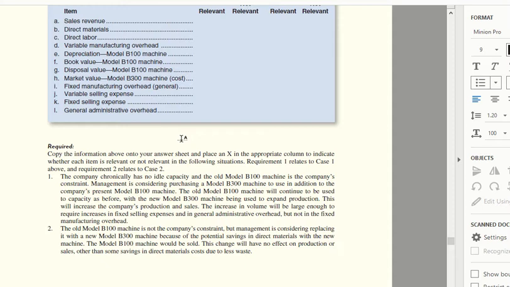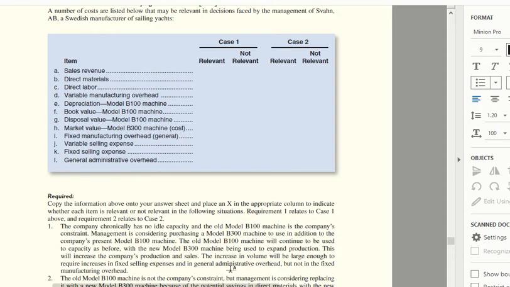The increase in volume will be large enough to require an increase in fixed selling expenses and in general administrative overhead, but not in fixed manufacturing overhead. So that's key there: not in fixed manufacturing overhead. That's not going to cause an increase. It's going to be the same. So whatever stays the same, fixed manufacturing overhead, I would say that is not relevant here. I could put not relevant because it's going to stay the same no matter what, if I buy this B300 or if I don't.